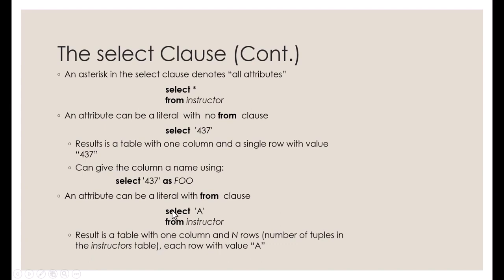Okay? And you can select A from instructor. Okay? So the result is a table with one column. It will have n rows, the number of tuples in the instructor table, and each row will have a value A.